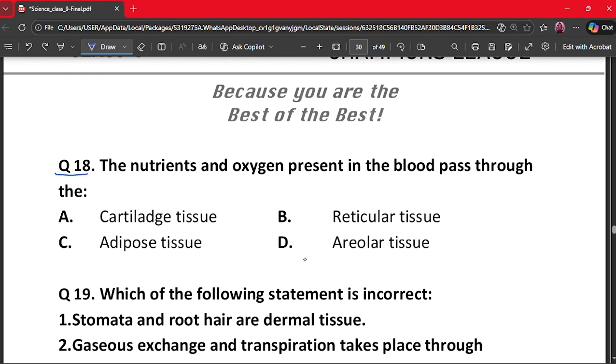Question number 18. The nutrients and oxygen present in the blood pass through the A. Cartilage tissue, B. Reticular tissue, C. Adipose tissue, and D. Areolar tissue. Here the correct answer is areolar tissue, because areolar tissue fills spaces between organs and allows nutrients and oxygen to pass through easily, and it acts as packaging tissue supporting exchange of substances. Let's move on to the next question.